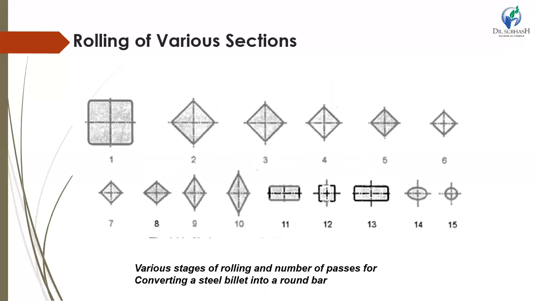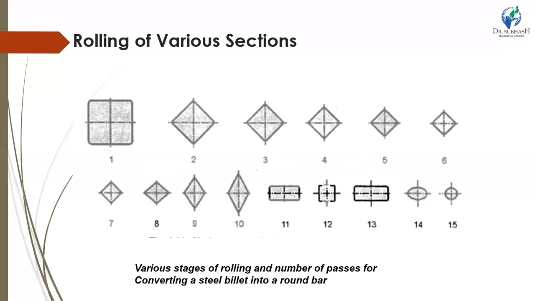Another result of rolling is improvement in the physical properties of castings and ingots, such as strength, toughness, ductility, shock resistance, etc. Various useful articles like structural sections, sheets, rails, plates, bars, etc. are produced through rolling. The figure shows commonly used rolled sections.